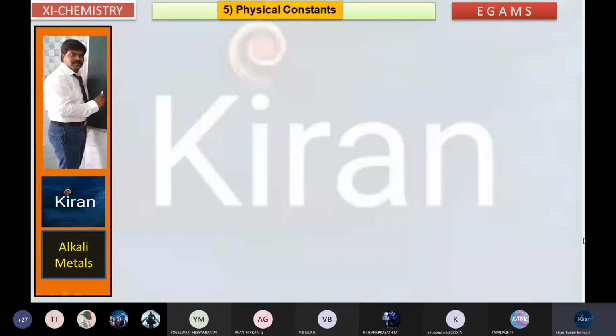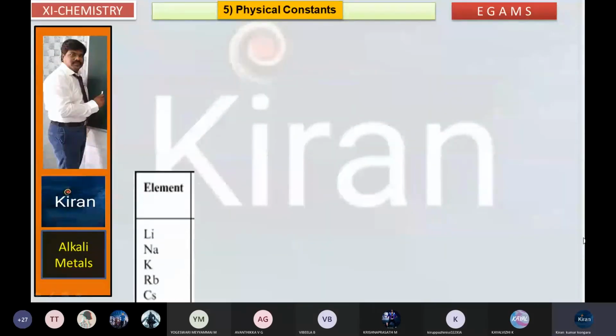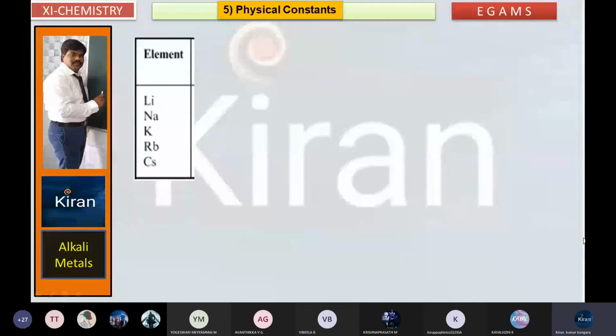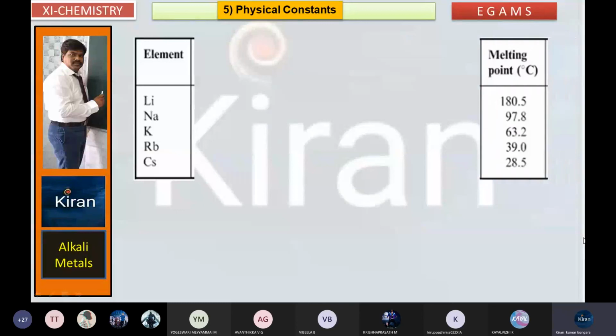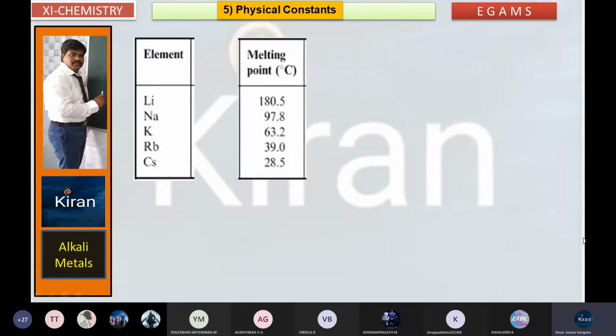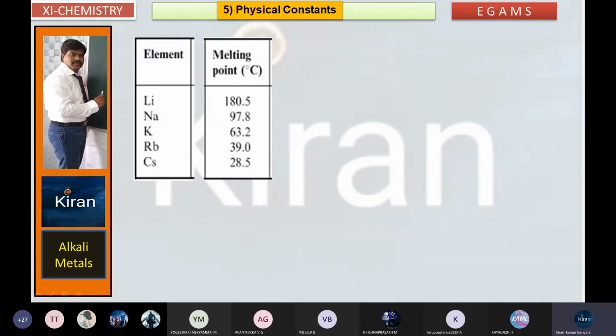Finally, physical constants, I am going to finish this. Number 1 is density, melting points, boiling points, and coloration we'll see. The melting point in alkali metals gradually decreases. Lithium melting point is 180, sodium is 97, potassium 63 degrees centigrade, rubidium is 39, and cesium is 28. From top to bottom, melting points decrease. This is about metals, not compounds.